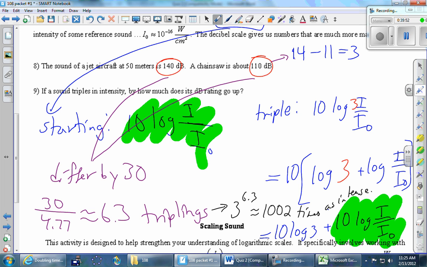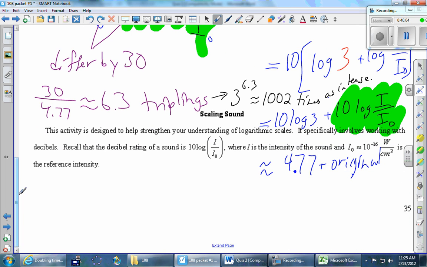I didn't say we should use the 4.77. That's what they did. I didn't. We did. Okay. That's a good question. Thank you for asking. So here's what we are going to do.